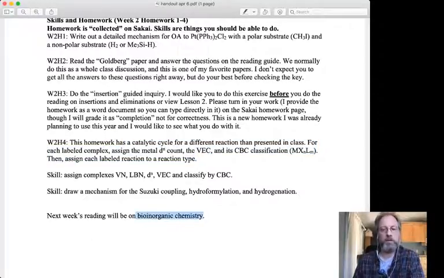Next week's reading is going to be on bioinorganic chemistry. This will also be based on a textbook chapter that I've written, and I'm looking forward to teaching you that.